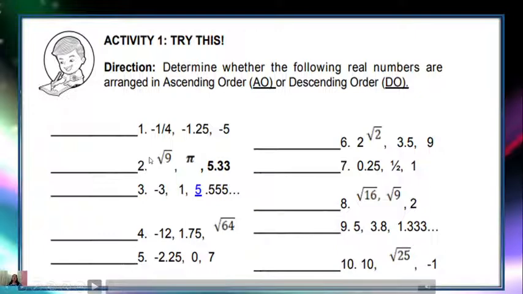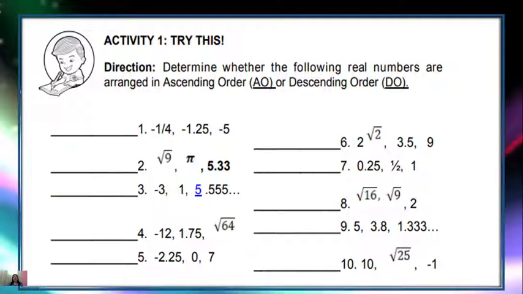Gaya ng sinabi ko sa inyo kanina, kung yung mga given real numbers natin ay magkakaibang klase, kagaya dito sa number 2, may radical, may pi, may decimal, it is better for you to express the given numbers into a decimal form. Mas madali lamang siyang iayos into ascending or descending order. Malalaman mo agad kung ano ang maliit, ano ang malaki, pinaka malaking real number.